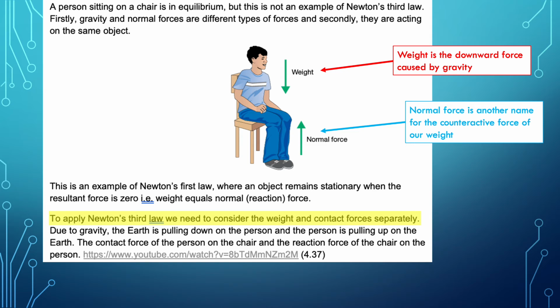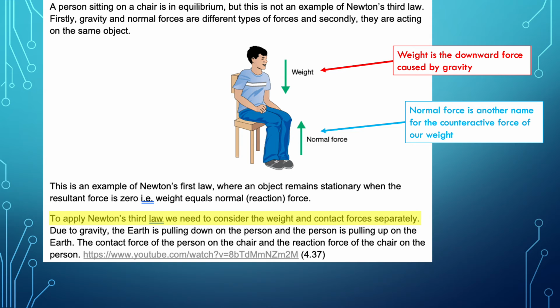And then the other one would be the contact force of the person on the chair and the reaction force of the chair on the person. So there again, you have two separate objects, the chair and the person, and you have the same type of force, which is the contact force. Okay, so I'm hoping this clears it up a little bit, and it will take some practice figuring out identifying different types of forces, okay? But really you want to see, well, what is causing this force? Is it gravity, or is it some sort of contact force?